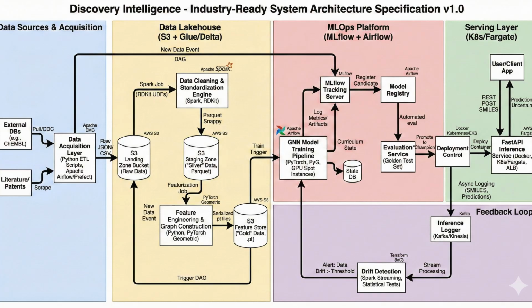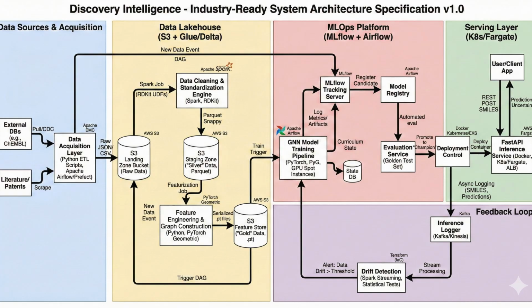The deployment control system takes the approved, validated model and packages it into a containerized service. This is all deployed using industrial-strength container standards: Docker, Kubernetes for orchestration, Fargate for serverless scaling, and an application load balancer, or ALB, to distribute traffic. So if one instance fails, another just takes over instantly.